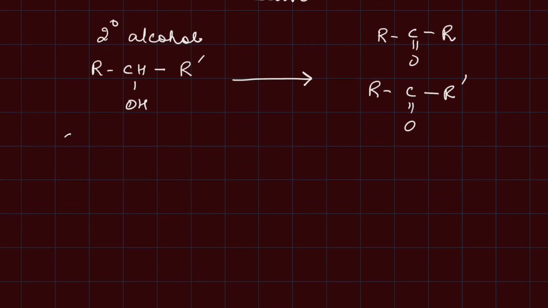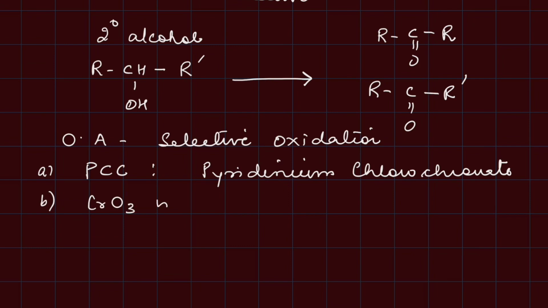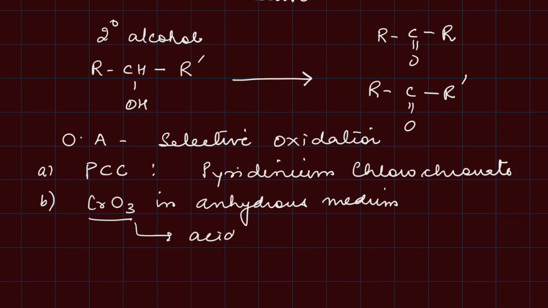Now, what are the oxidizing agents which do such selective oxidation? You can use PCC, that is pyridinium chlorochromate, or CrO3 in anhydrous medium. If you take CrO3 in acidic medium, it will give you directly the acid. In acidic medium, you will get acid, but in anhydrous medium, you get carbonyls. That is, for 1 degree, you get aldehyde, for 2-degree alcohol, you get ketone.